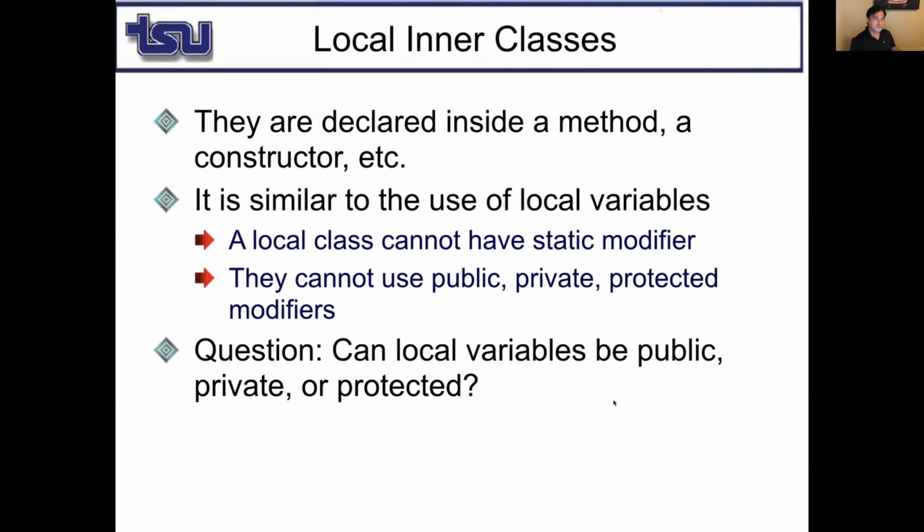Why? Because it makes no sense, because a local variable is accessible only within that method. Making it public makes no sense, because no one else can access it anyway. Similarly, local inner classes cannot have public, private, or protected modifiers. Okay? And local variables cannot be static, right? Similarly, a local inner class cannot be static either. So you cannot have a static nested class within a method. Okay?